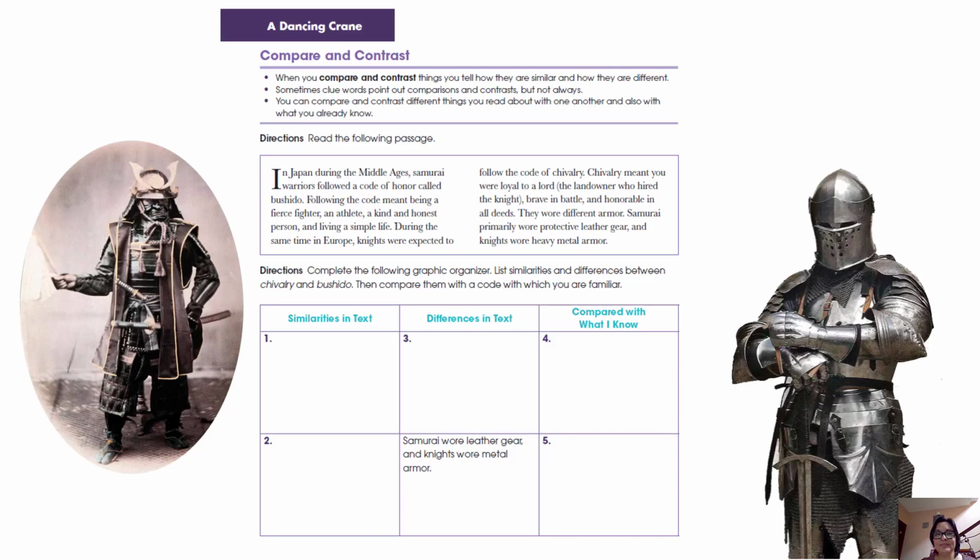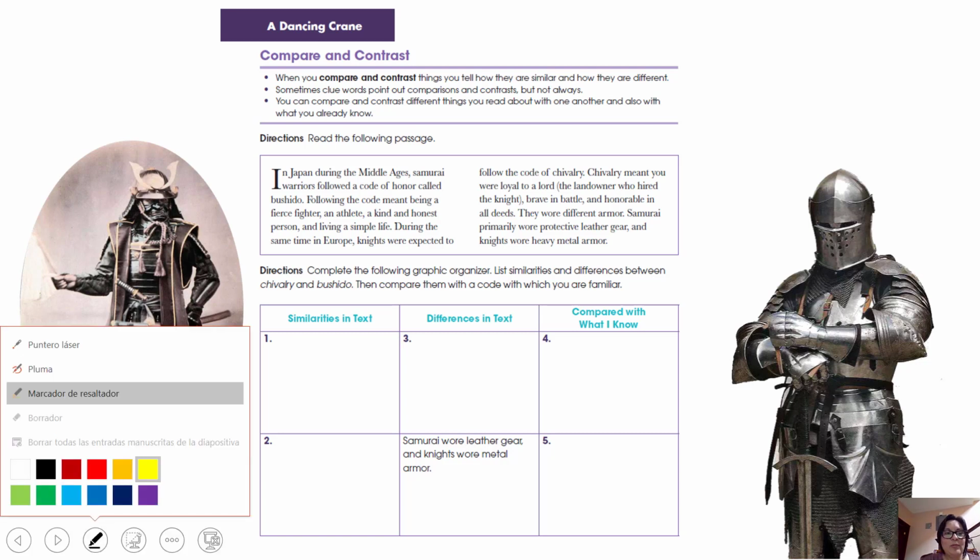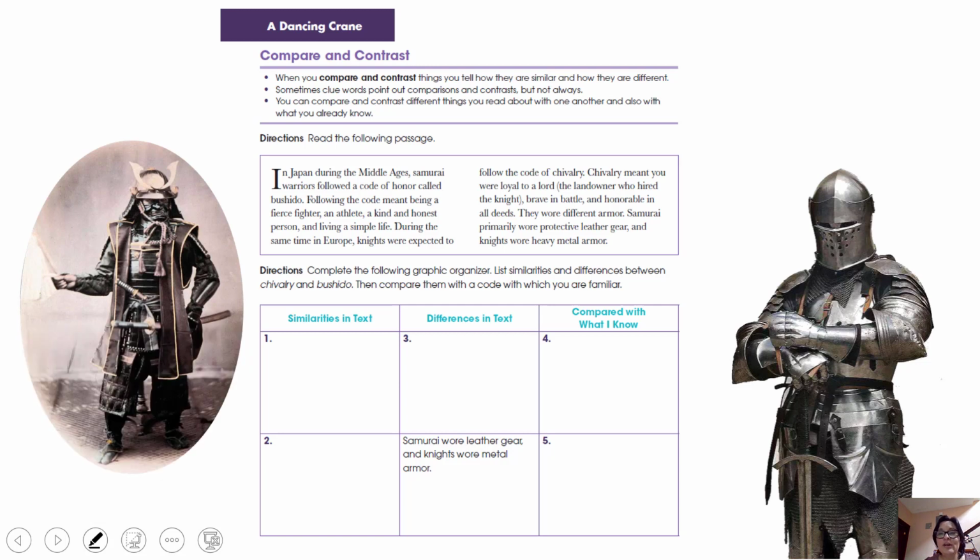Okay, guys, now I want you to go to page 110 and we are going to underline the clue words or highlight. So you have to have your highlighter. Compare and contrast. It says that when you compare and contrast things, so we are going to underline compare and contrast, you tell how they are similar and how they are different. So compare is similarities and contrast are the differences.